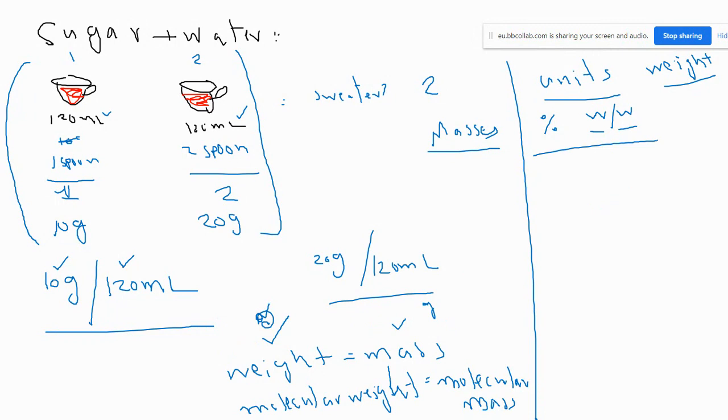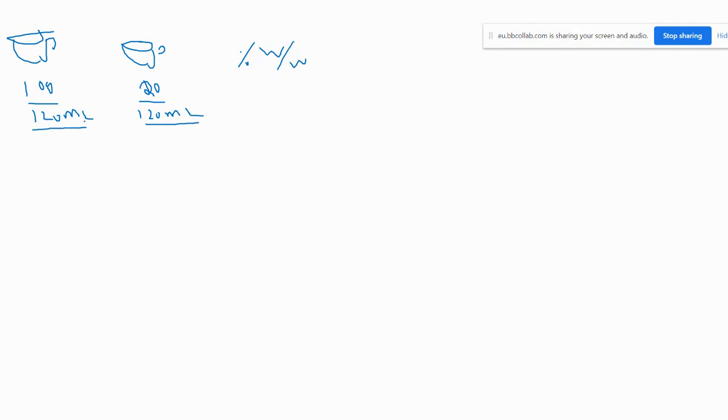Okay, let's go to the next slide. The same example, the same cup: 10 gram in 120 ml, and this is 20 gram in 120 ml. But when we find percent W by W, W means weight divided by weight. Here we don't have a weight, sorry, we have a volume. So volume will not be taken in W by W, which is in your course. Rather, we will take the mass of it.